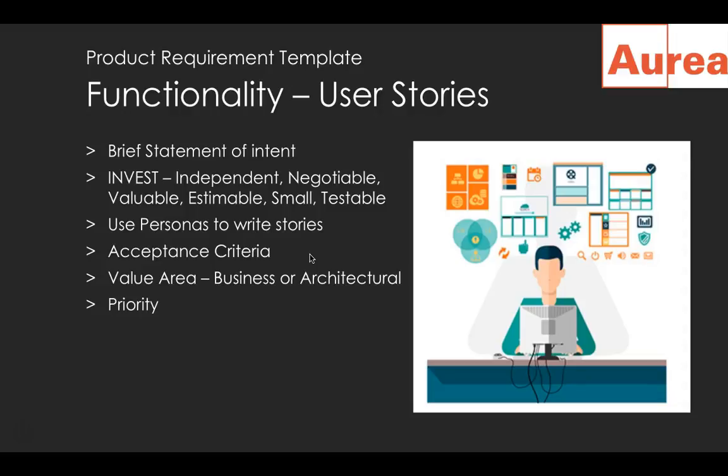User stories is a good place to use personas or discover personas. So it is a good idea to write stories using personas. And it is a must to have: every story must have acceptance criteria. What is the acceptable outcome or impact of the story? It should be very clearly defined. And it's useful to define the value area, whether it's a business story or an architectural story in terms of technical debt, and of course priority.